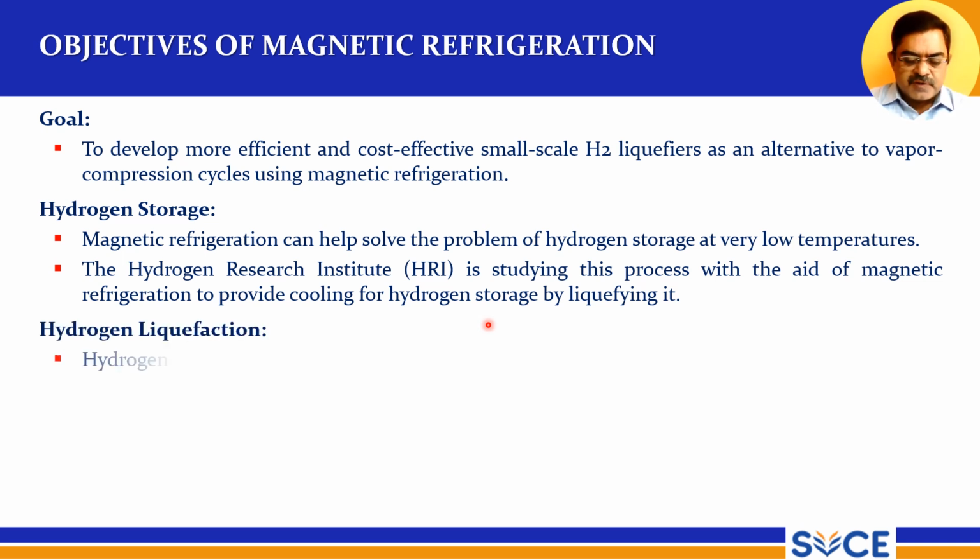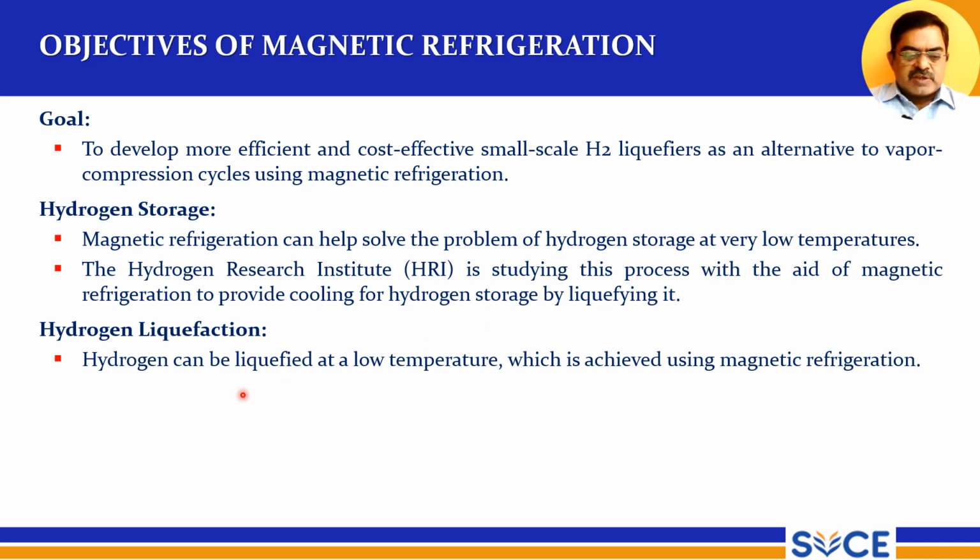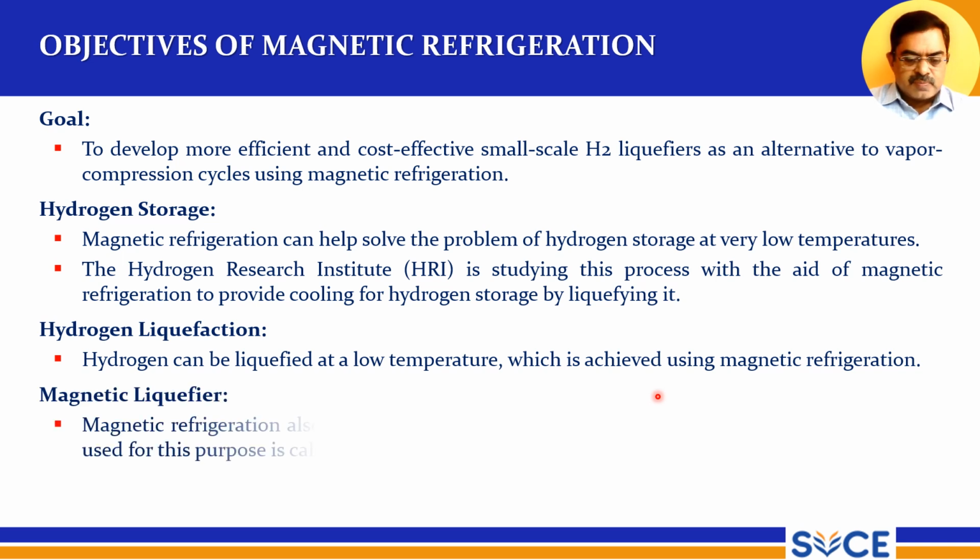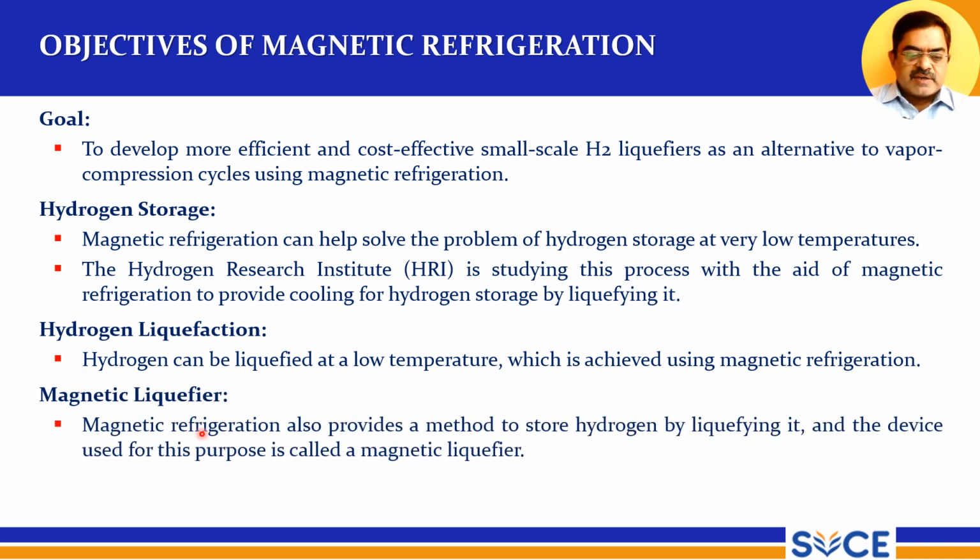Hydrogen liquefaction: hydrogen can be liquefied at a low temperature, which is achieved using magnetic refrigeration. Magnetic liquefier: magnetic refrigeration also provides a method to store hydrogen by liquefying it, and the device used for this purpose is called a magnetic liquefier.